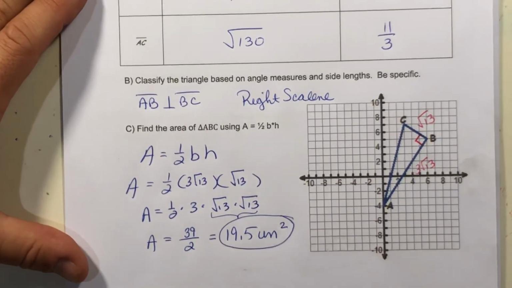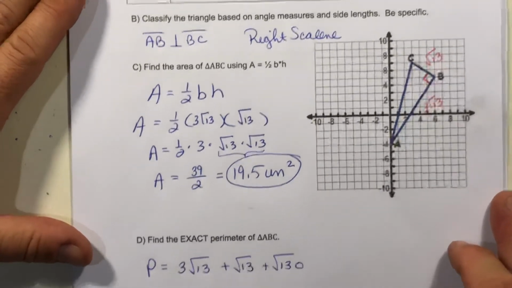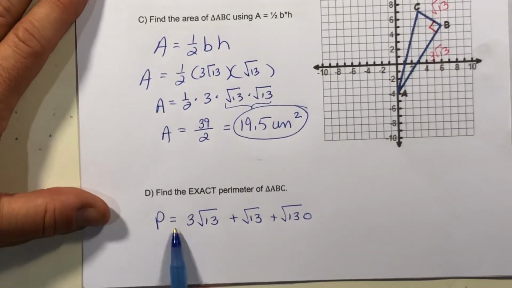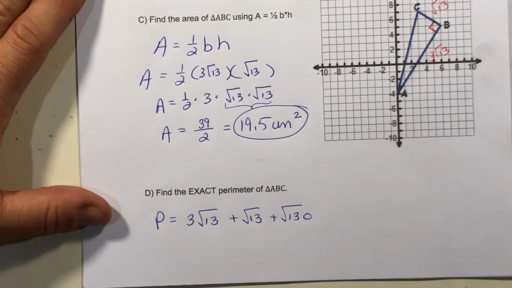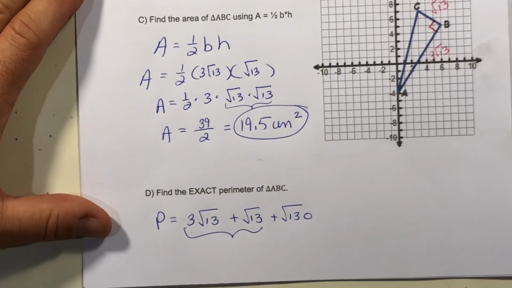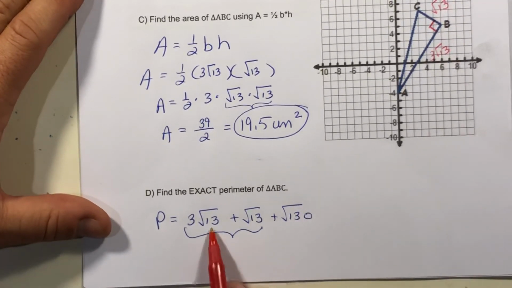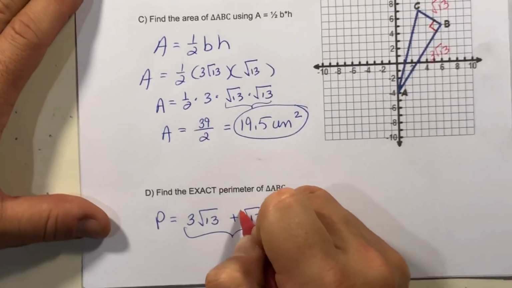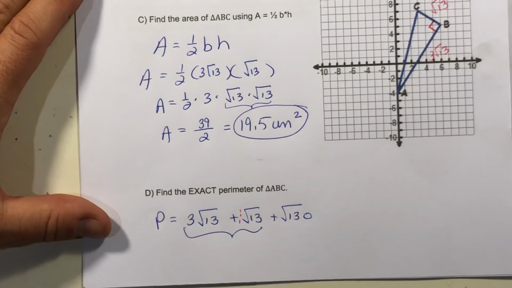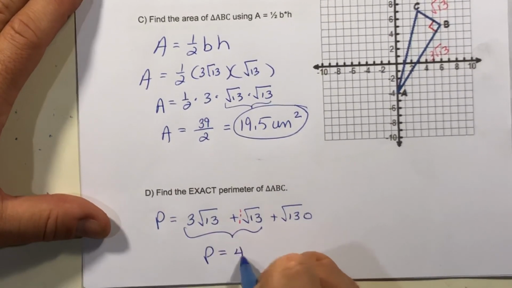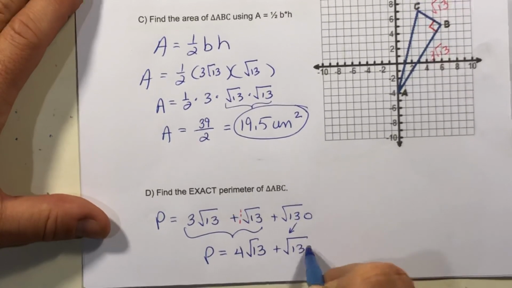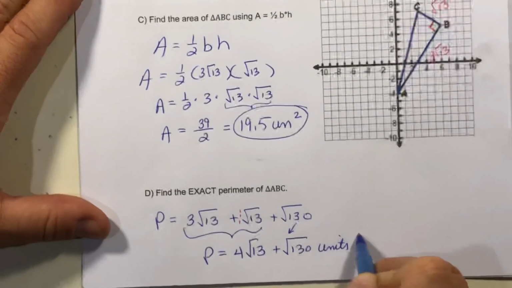Final answer. Okay, finally, we'll get down to the bottom where we are talking about the perimeter. What I've done is I've just listed the 3 side lengths, but you'll notice we have radicals here, right? I have radical 13, radical 13. There's 3 of them here, and believe it or not, there's a little invisible 1 there. So 3 radical 13 plus 1 radical 13 is going to give me 4 radical 13. Can't forget plus radical 130. Label is units. Final answer.